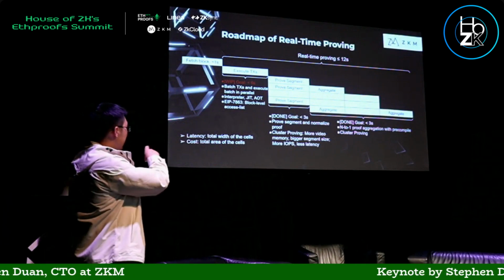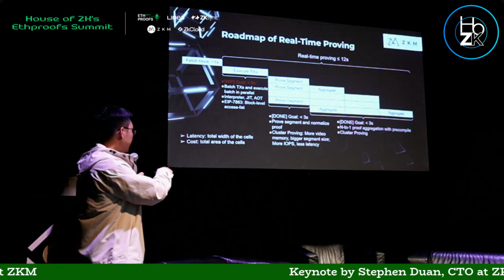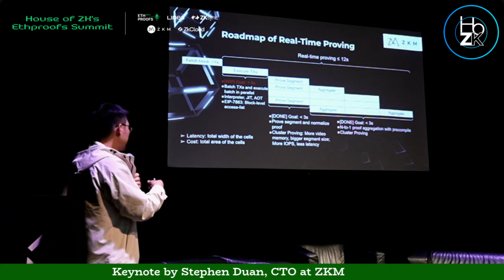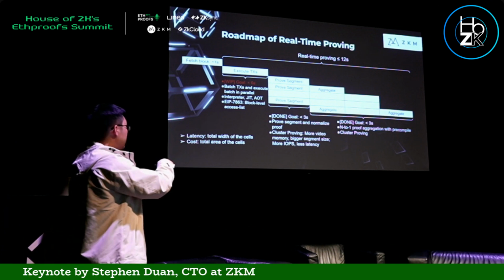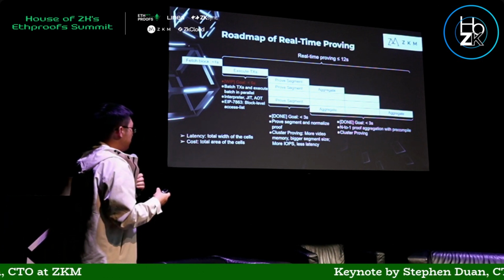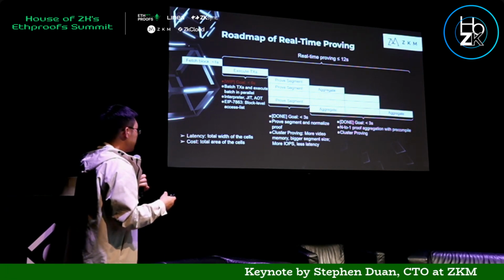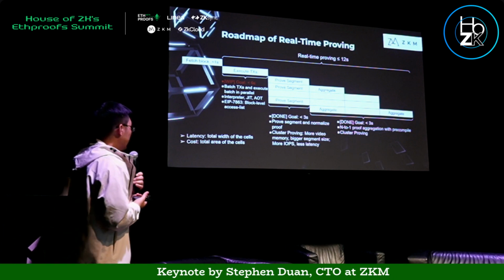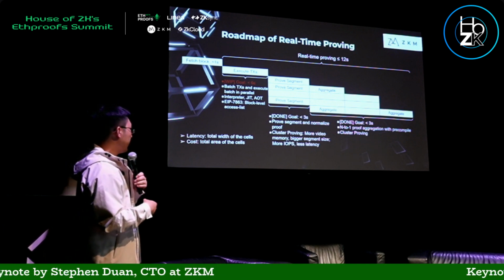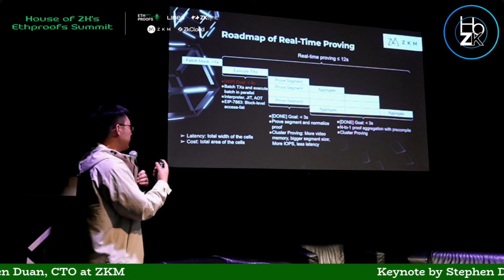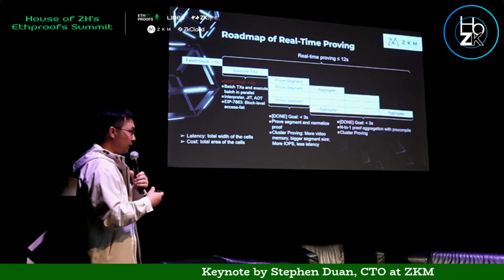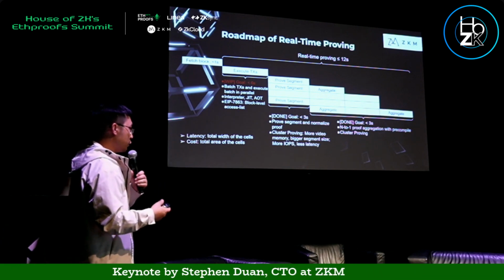And we can see that actually the latency can be defined by the width of the cells, and the cost maybe by the total area of all the cells, like the fetch block or execution steps, all those rectangles. So right now we can finish proving the segments in 3 seconds. And the proof aggregation also takes 3 seconds.